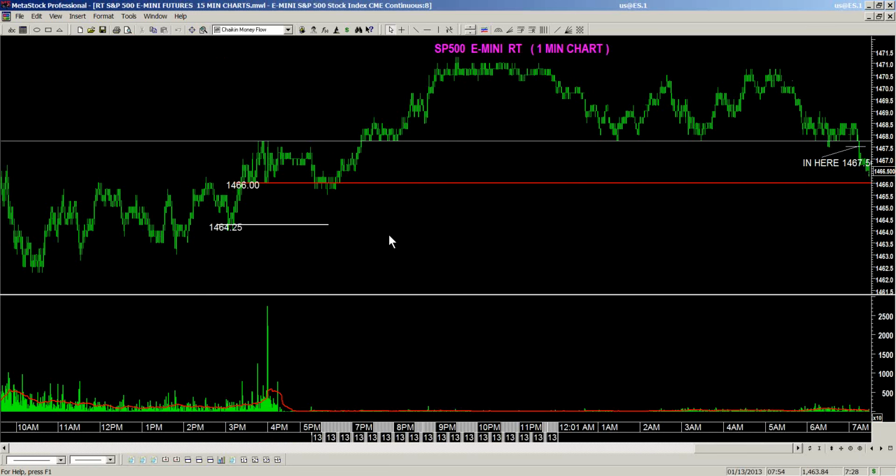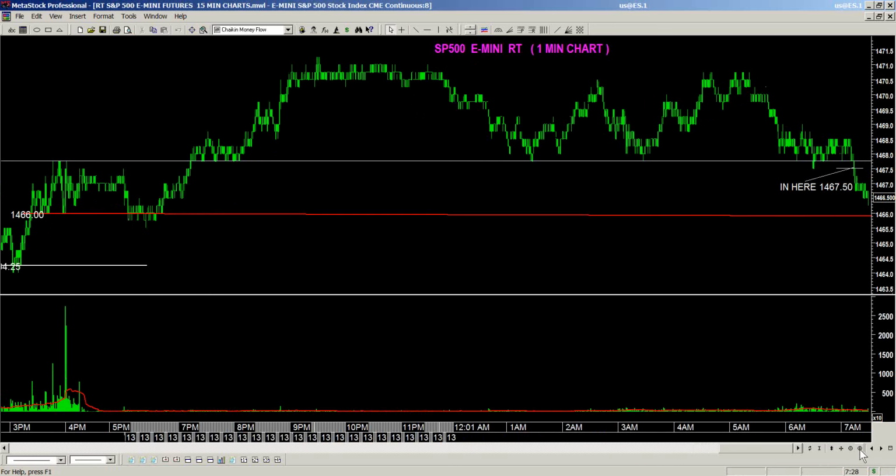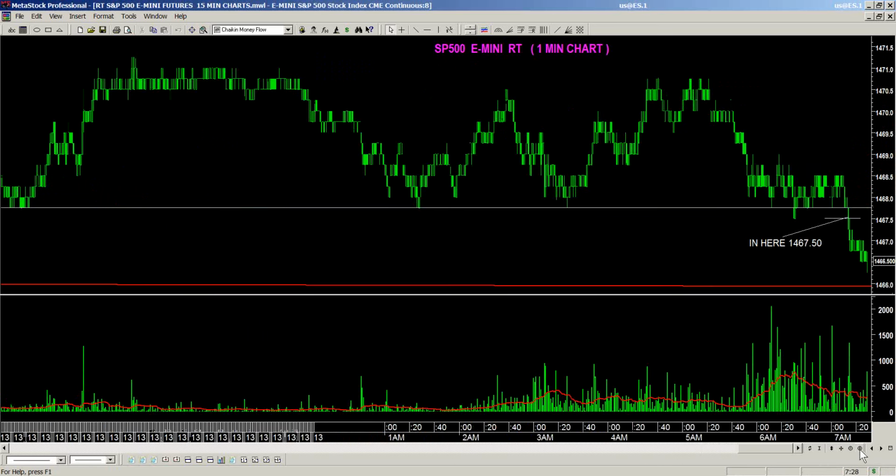On a 1-minute chart, at the 1466 area prices should find some support, and with more volume, continue to trade to the downside. I like to target here at 1464.25, and we will stay in this trade until the 15-minute indicators, as combined with the 1-minute charts, have told us any differently.